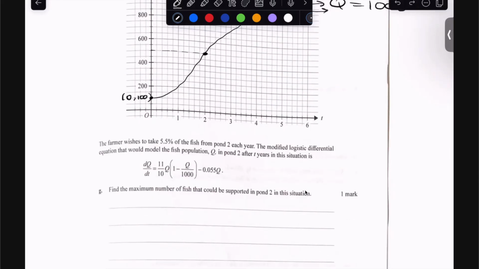Oh, he wishes to take 5.5% each year. The modified logistic differential equation that would model the fish population Q in pond 2 after t years is that. Find the maximum number of fish that could be supported in pond 2 in this situation if he takes 5.5% of fish each year. So isn't it just 1,000? Isn't that just when the rate is 0?